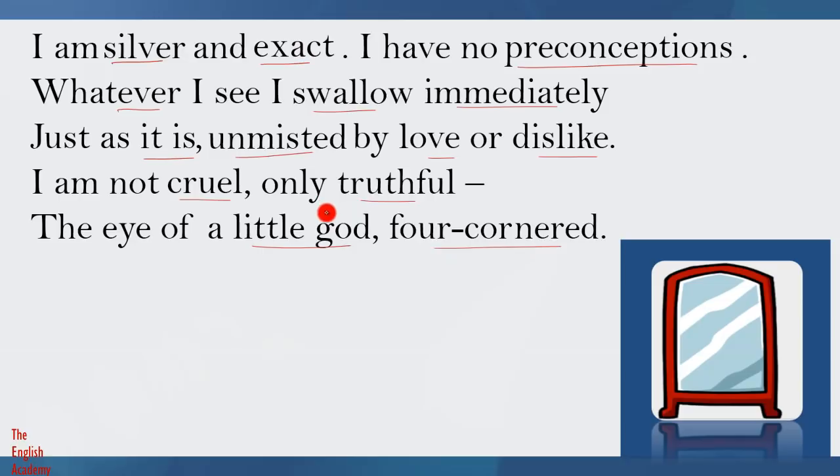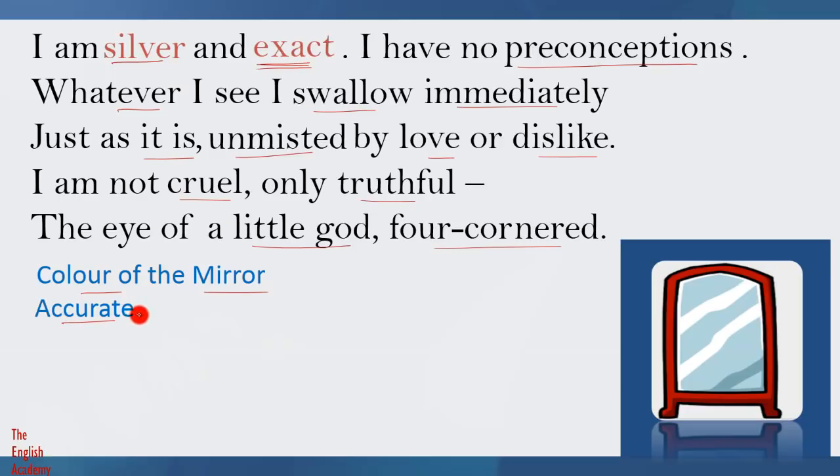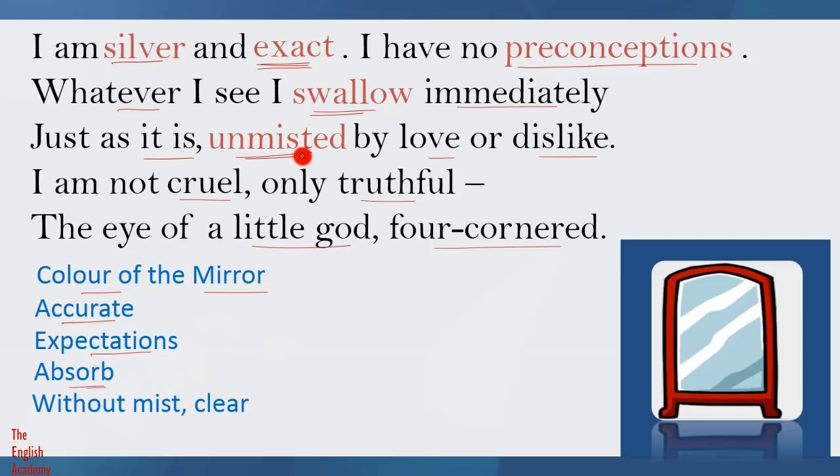First of all, let us see the meanings. Silver here refers to the color of the mirror. The mirror says that I am silver in color. The next word is exact. Exact means accurate, precise. Preconceptions means expectations, having any preconceived notions in your mind. Then the next word is swallow. Swallow does not mean actually to eat something, but here it means to absorb. The next word is unmisted. Unmisted means without mist or being very clear.